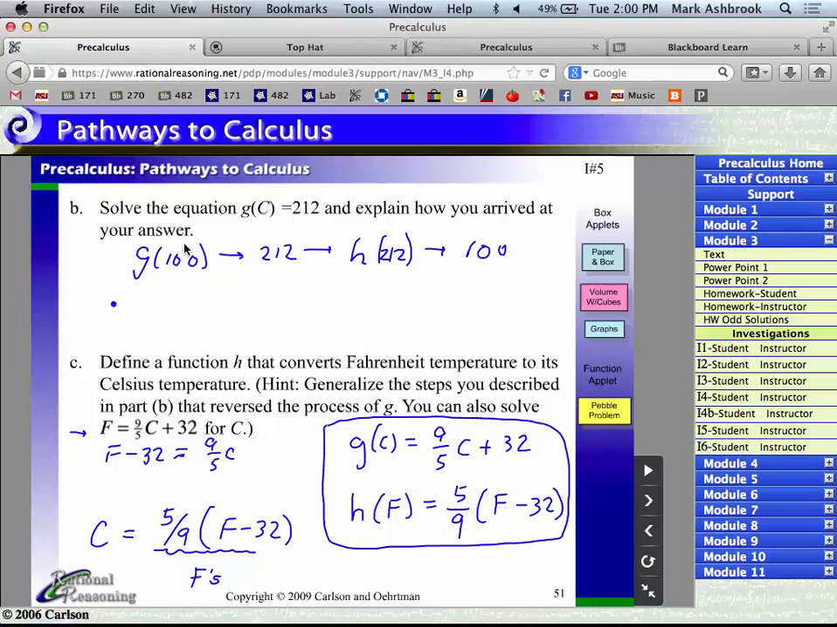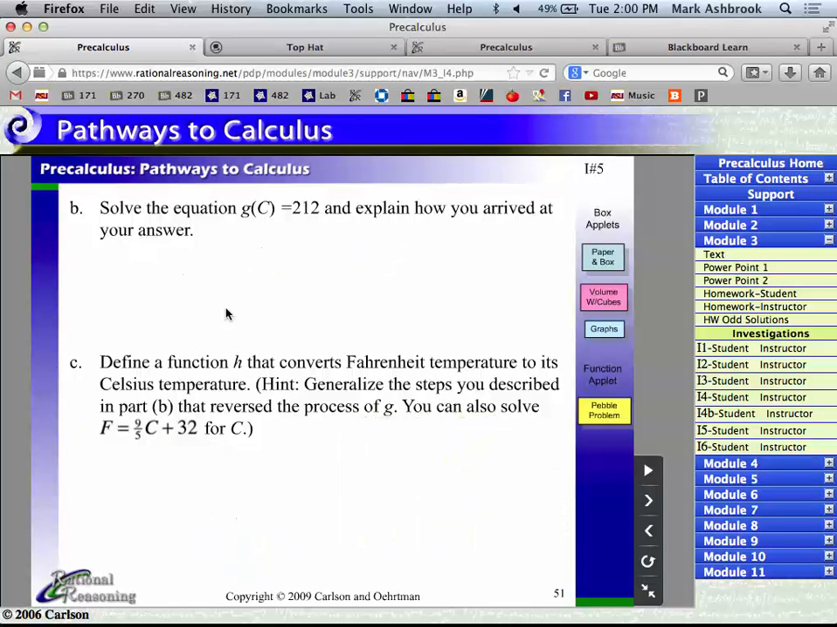So let's show that for any temperature. So suppose I want to start with G of C. I'm going to start with G of C. And since that's a Fahrenheit temperature, isn't it valid to put it into H? Right? Because that's what H takes, right? The input of H is Fahrenheit. So it's valid to take the output of G and put it into H. And so now, if I take a Celsius temperature and put it into G and get a Fahrenheit, and then I take that Fahrenheit and put it into H, what should I get?